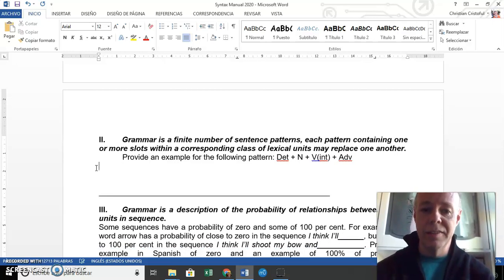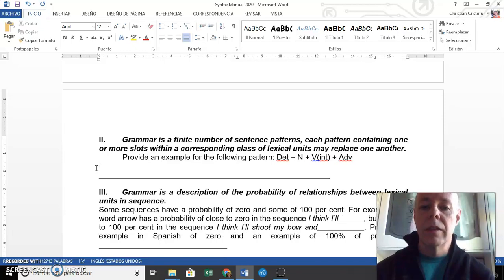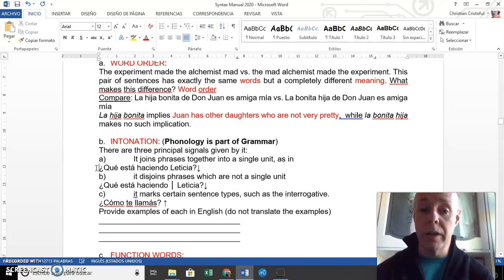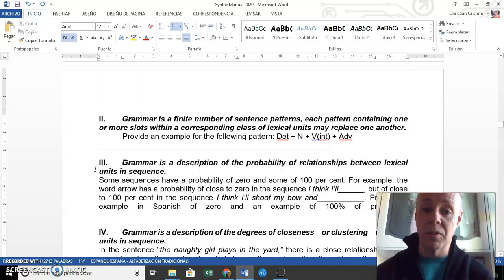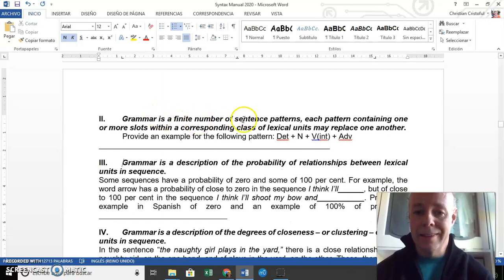Grammar then is sentence patterns. It's not only a classification of signals, but it is also sentence patterns. These sentence patterns are finite. Okay.